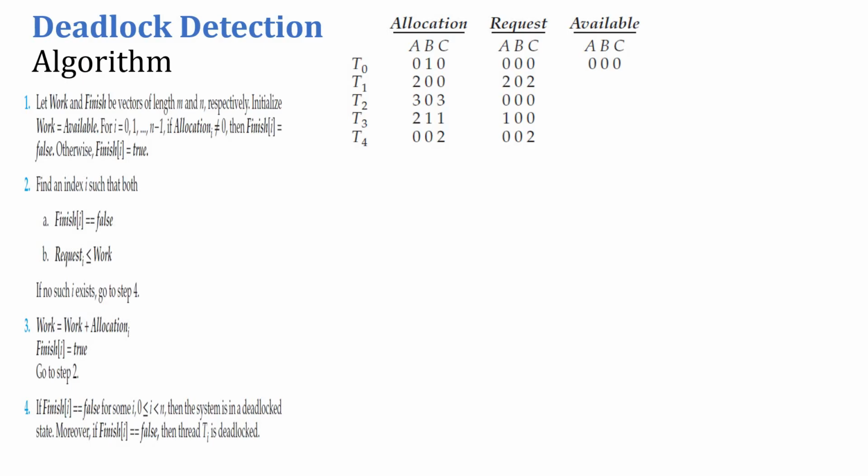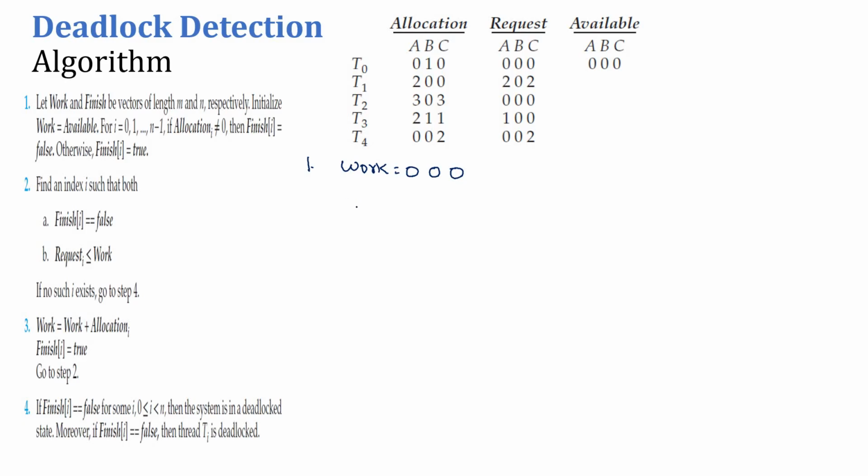Now we can solve this with an example. Here the allocation matrix is given, the request matrix is given, and the available matrix is there. Now we can apply it one by one. The first step: Work equals Available, whose value is 0 0 0. As per this scenario, all the resources are allocated, so there is no availability in our hand.